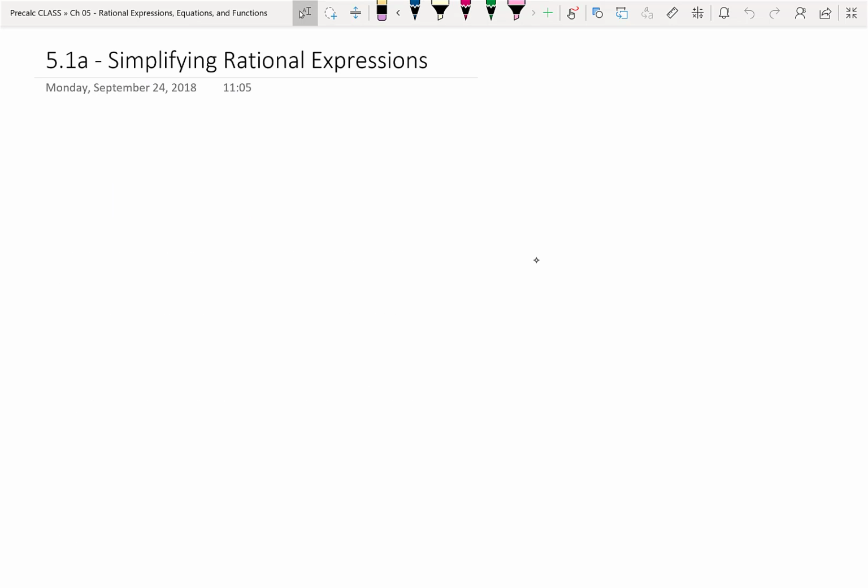Okay, so the things that you guys need to know to do this. First of all, the word rational. All you need to think of when you think of the word rational is think of fraction. And rational specifically refers to fraction with variables. So these are going to be the kind of things where you have x's in the denominator.